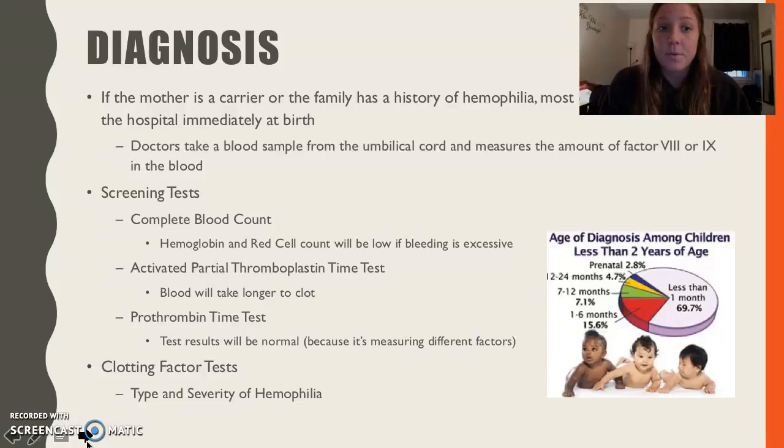Another test is a prothrombin time test. This also measures how long it takes the blood to clot. However, it focuses on factors 1, 2, 5, 7, and 10. So this test's results will be normal for someone with hemophilia because those levels of factor are not affected. Clotting factor tests, also known as factor assays, measure the amount of factor 8 and factor 9 in the blood specifically. These tests result in knowing the severity and the type of hemophilia, which is extremely important for treatment plans.